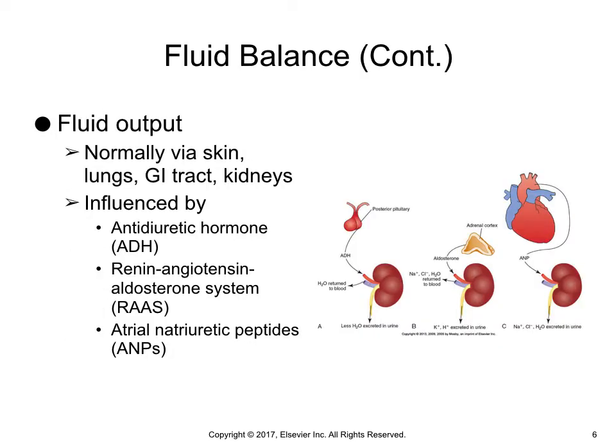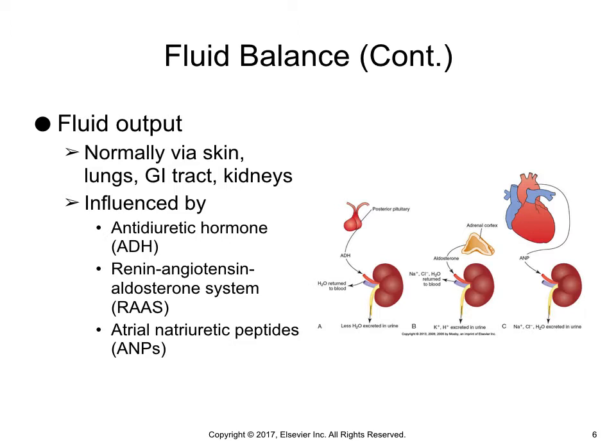Fluid output normally occurs through 4 organs: the skin, lungs, GI tract, and kidneys. The GI tract plays a vital role in fluid balance. Approximately 3 to 6 liters of fluid moves into the GI tract daily, and then returns again to the ECF. The average adult normally excretes only 100 milliliters of fluid each day through feces. However, diarrhea causes a large fluid output from the GI tract.